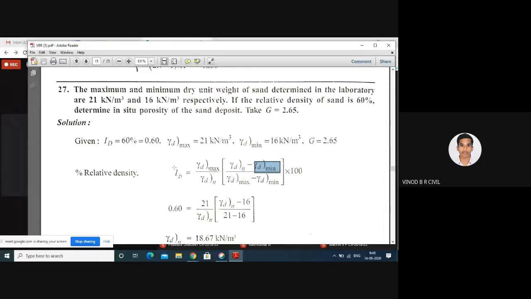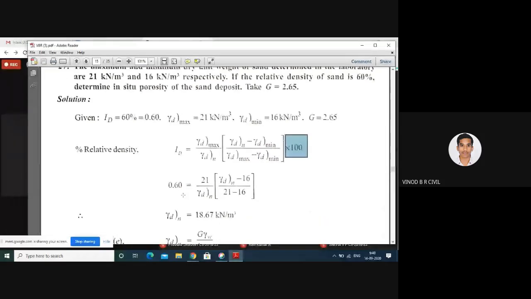Therefore, ID is equal to gamma D maximum divided by gamma Dn, into gamma Dn minus gamma D minimum divided by gamma D maximum minus gamma D minimum, into 100 because of percentage. Now, in the problem they gave relative density ID, and gamma D maximum, that is 21 kilonewton per meter cube.